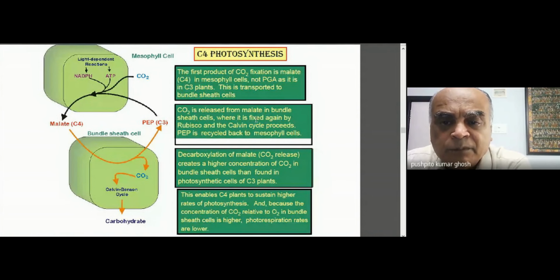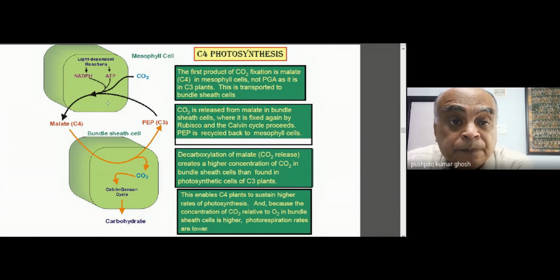CO2 is released from the malate in bundle sheath cells. Bundle sheath cells are those cells where the Calvin cycle takes place, where it is fixed again by Rubisco and the Calvin cycle proceeds. PEP is recycled back to mesophyll cells. The phosphoenol pyruvate is regenerated, as we saw, and just goes back.